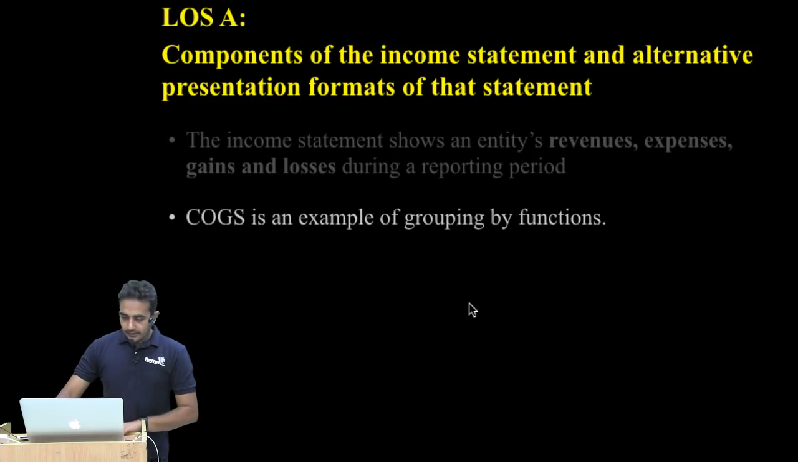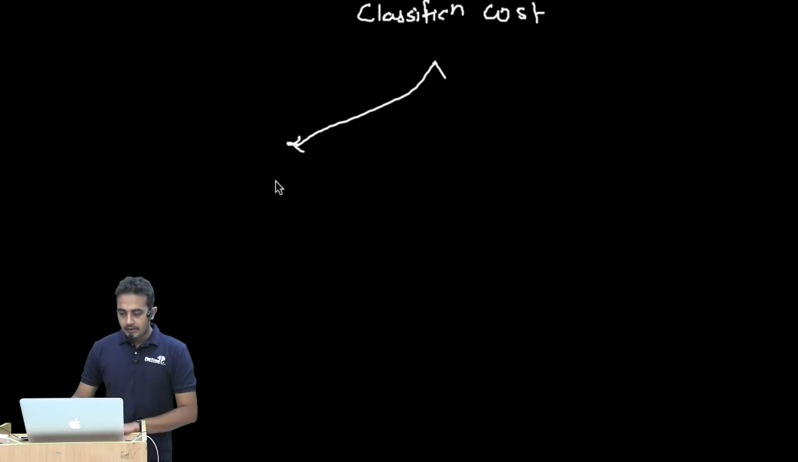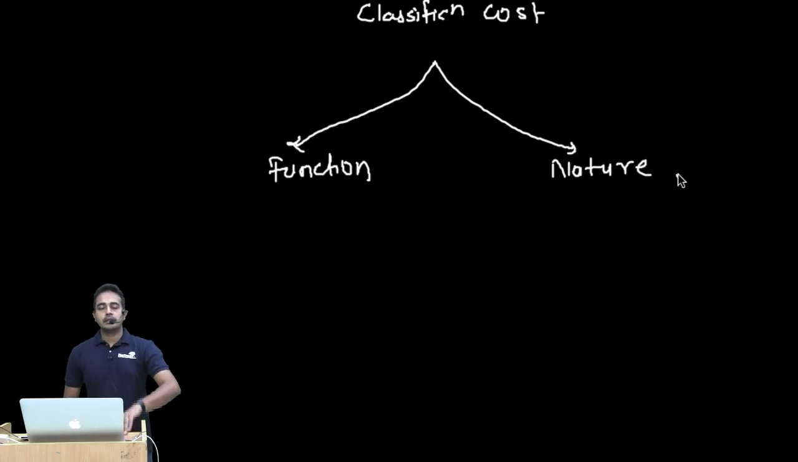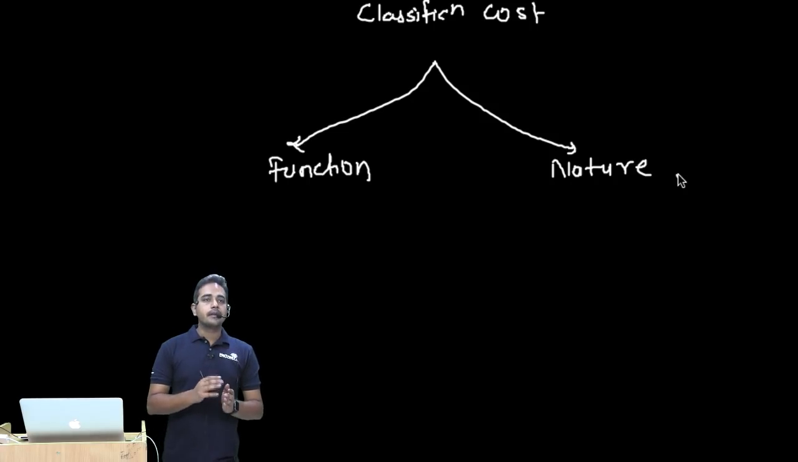Now this is interesting. You can classify the cost either based on function or based on nature. Classification of cost, either based on function or based on nature. Look at the different costs on your income statement and see whether those costs can be classified as cost for a specific function or cost which cannot be assigned to a specific function.